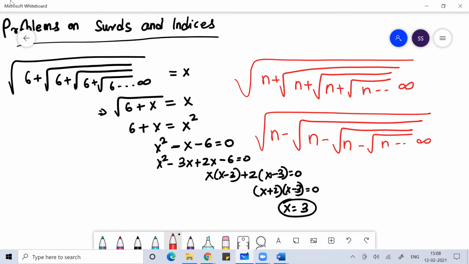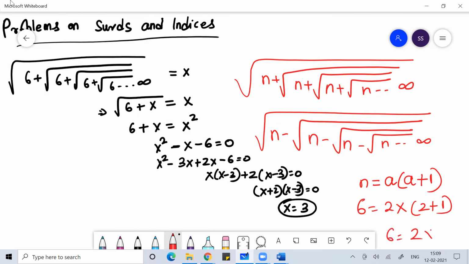If you observe that this n can be divided into two parts, where you can write n as a into a plus 1, like you can write 6 as 2 into 3, that is 2 into 2 plus 1. If this is possible, then if there's a plus sign, your answer is a plus 1, and if there's a minus sign, then your answer is a.